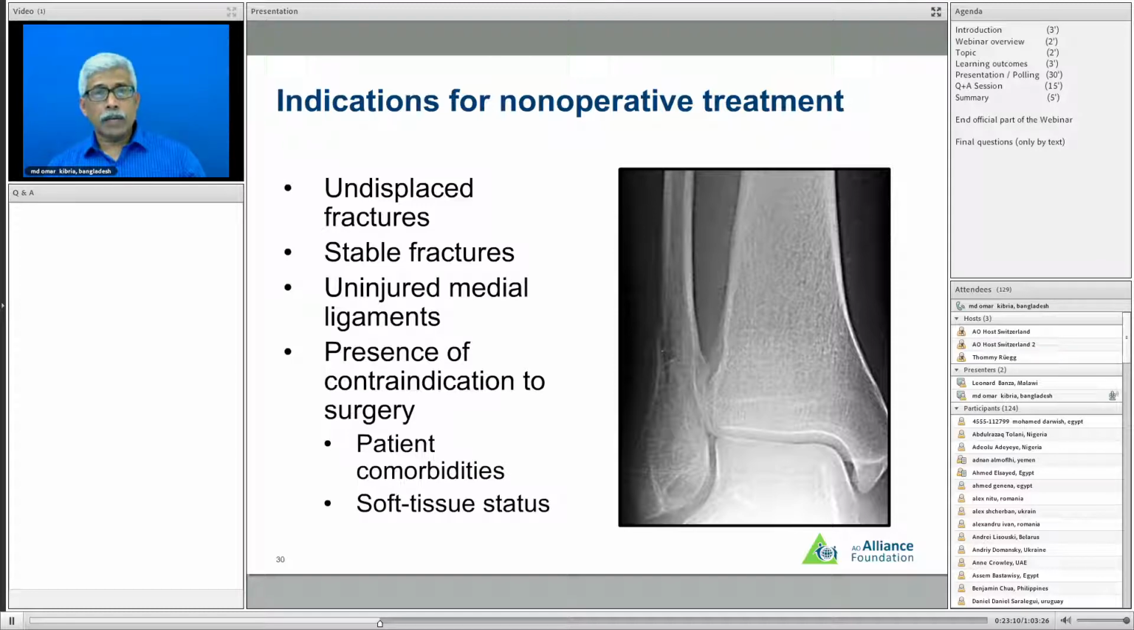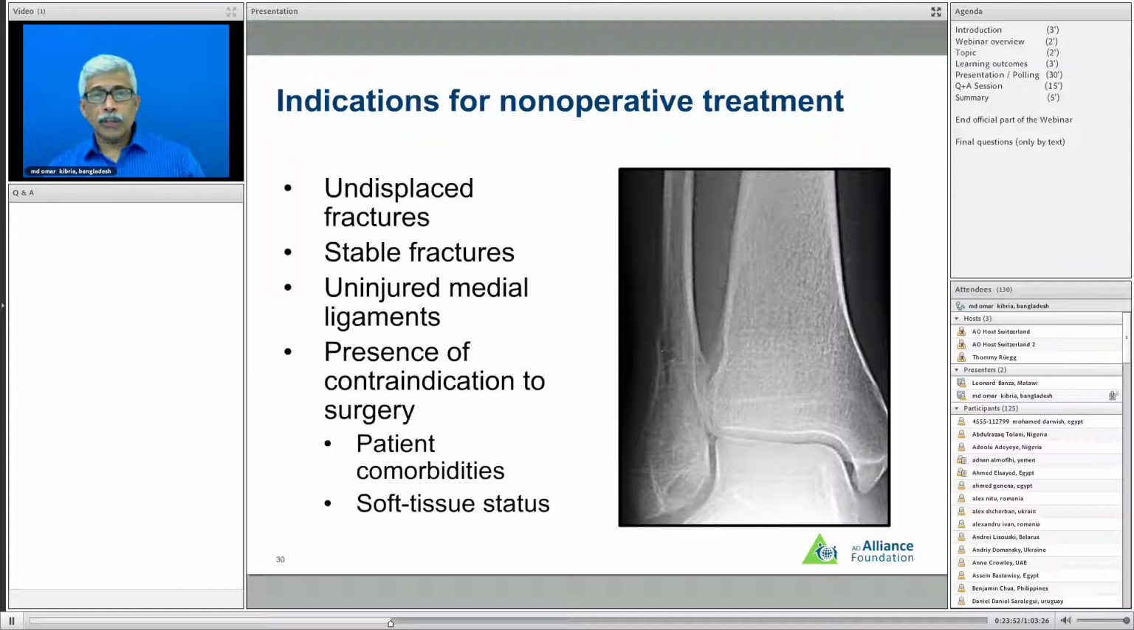Clinically, for medial ligament injury, you can press and find tenderness on the medial side. You can take a gravity stress view to identify if there is a medial talar shift or not. So in case there is a medial ligament injury, you can also treat them conservatively. There are certain other conditions like the presence of a contraindication to surgery. That means the patient is not fit for surgery. Either he has cardiac problems or some diabetic or endocrine problems, which is a bar to surgery, because we don't want to lose the patient for the ankle surgery only.